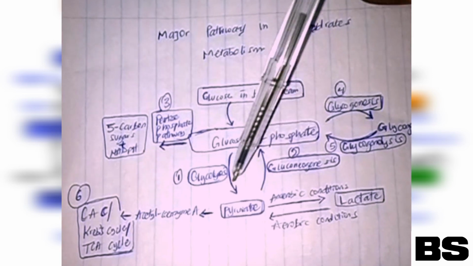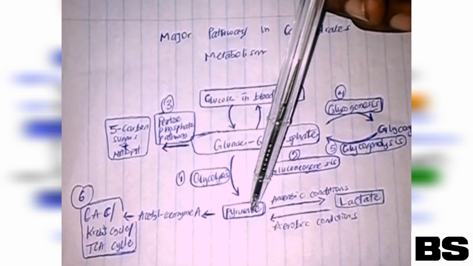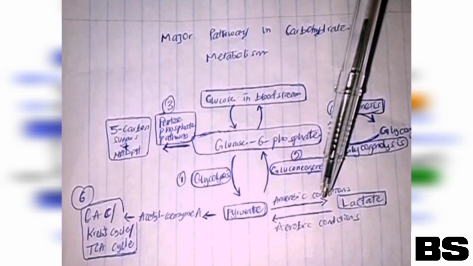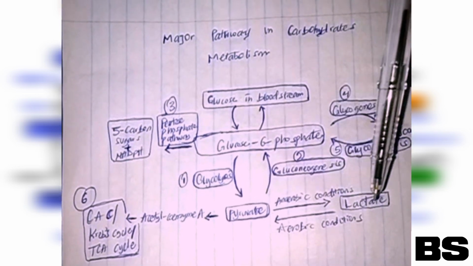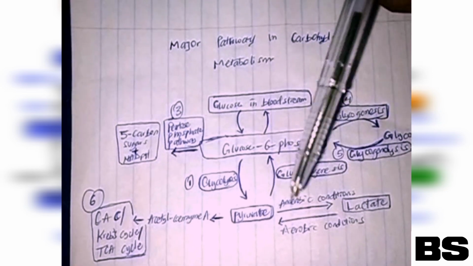So we have pyruvate here. Pyruvate can be converted to lactate in anaerobic conditions, when there is absence of oxygen. Lactate can also be converted back to pyruvate, so the reaction is reversible. Lactate can also be converted into pyruvate when oxygen is present, that is, in aerobic condition.